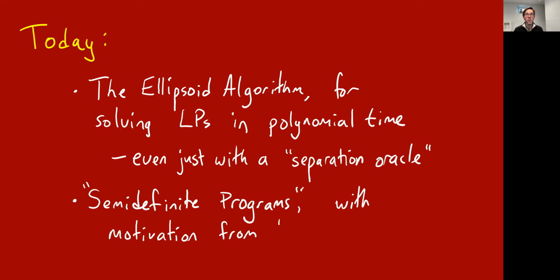And then we're going to see how to use this technique to solve a generalization of linear programs called semidefinite programs, which you may or may not have heard of. And the motivation for this will be from the max cut problem and trying to get a good linear programming relaxation for it. Okay, so let's get started.